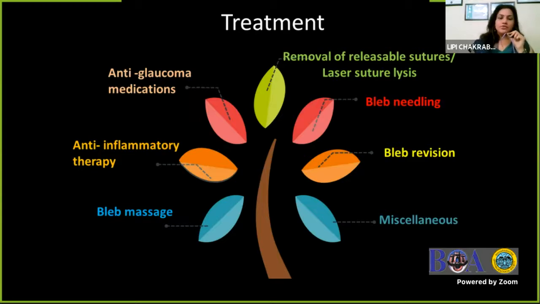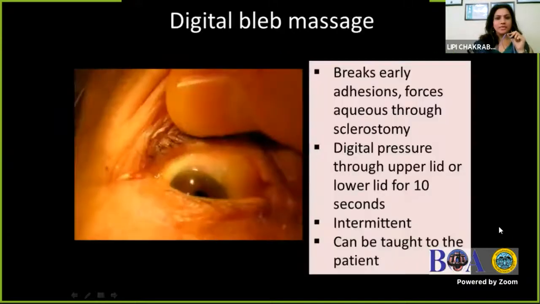We do this by different modalities, a combination of different modalities like bleb massage, anti-inflammatory and anti-glaucoma medications. We deal with the sutures. We do bleb needling or bleb revision, and then there is a category of miscellaneous treatment.